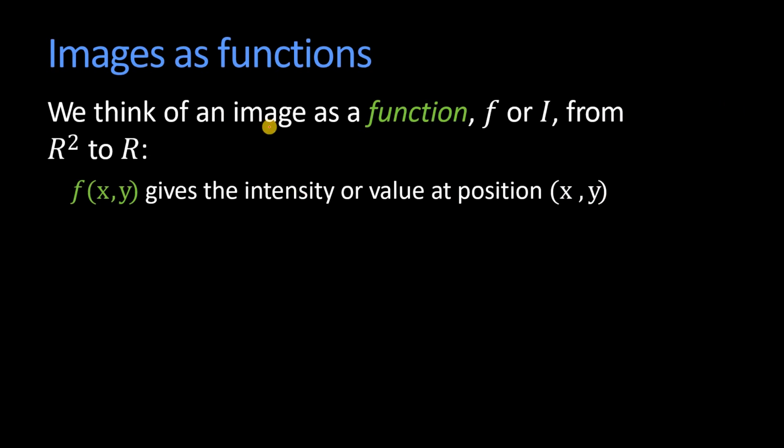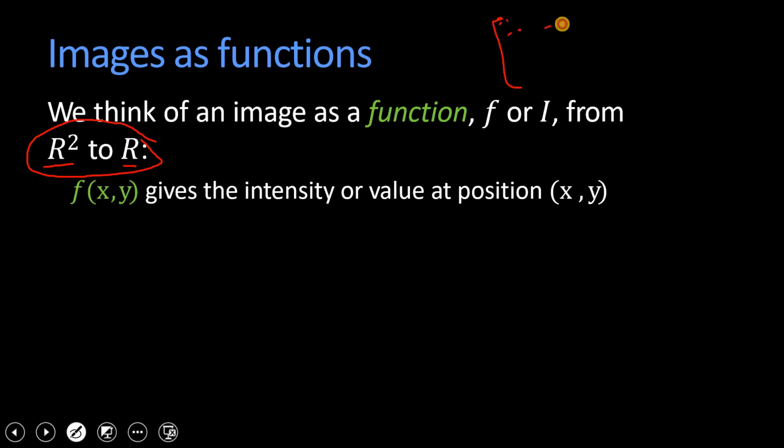So we can think of an image as a function, f or I, you can give it any name, that is a mapping from R square to R. Now this thing is important for your exam also. An image is a mapping from R square to R, meaning that the image is basically converting the two-dimensional input into a single dimension. Okay, so let's say over here you have a matrix.